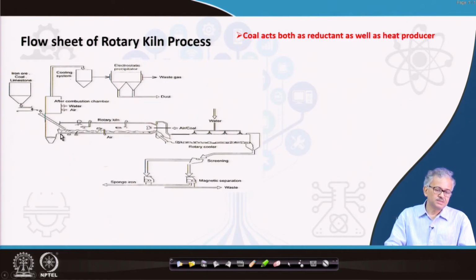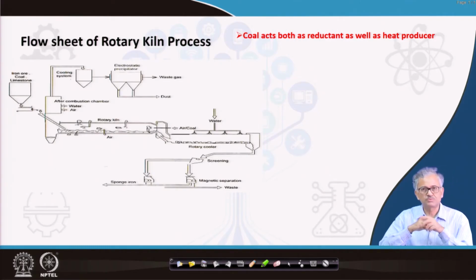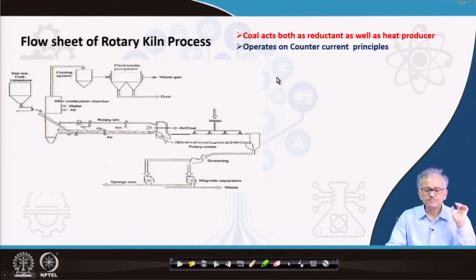Now, here are some of the points I will mention in case I forget while talking. The coal acts both as a reductant as well as a heat producer. You must understand the coal comes as the reductant here through the feed end, and from the exit end the coal is used only for heat generation in the burner. Coal is burned in the presence of air, producing the heat. So, the coal acts as a reductant as well as heat producer. No external heating is used here.